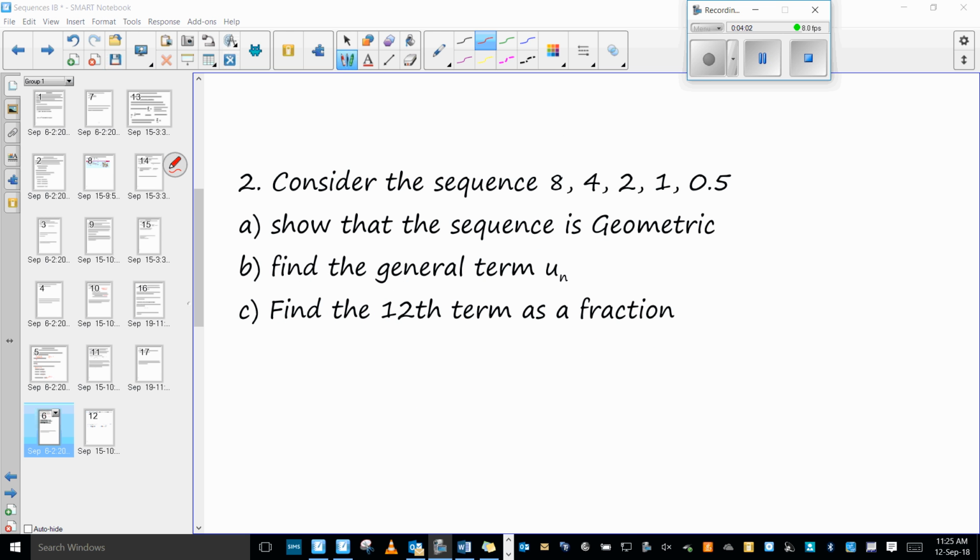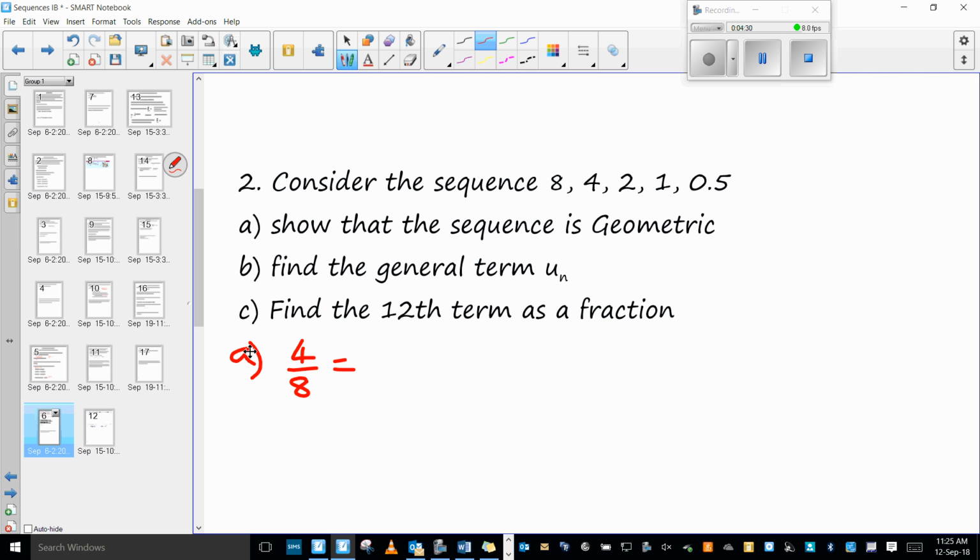Right, consider the sequence 8, 4, 2, 1, 0.5. Show that the sequence is geometric. Do you remember with the arithmetic one? We showed that there was a common difference between each one, and that common difference was the same. What do you think we're going to do for this one? So how are we going to do that? Careful, not 8 divided by 8. Okay, so 4 divided by 8.